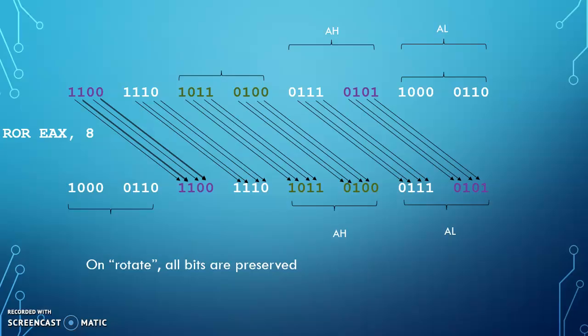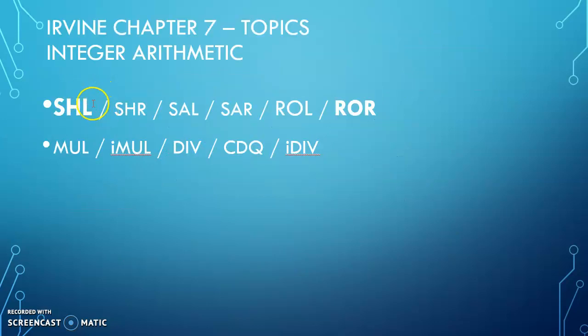So just jumping back here again, what I did in this video was shift left and rotate right. There's going to be another video that addresses these other commands that are in the chapter. I don't have videos yet for what's here, of which the A's are arithmetic: shift arithmetic left, shift arithmetic right. But this is what we're looking at here in Irvine chapter 7.